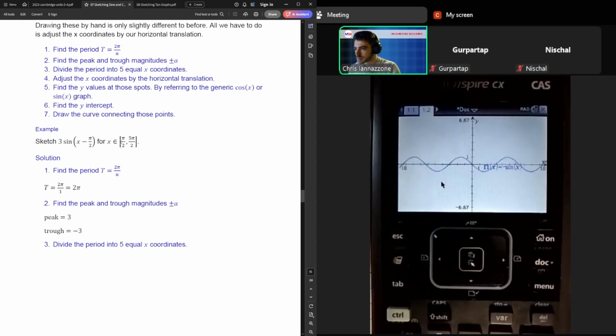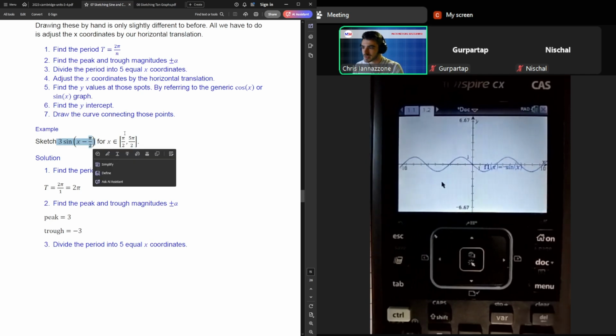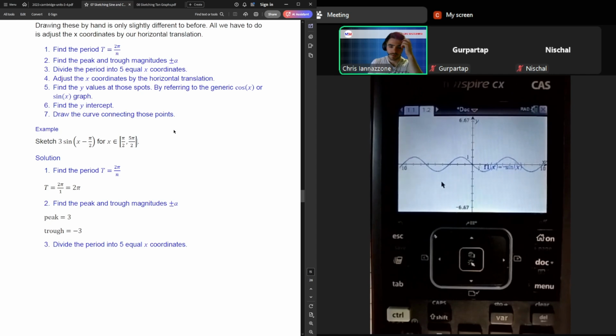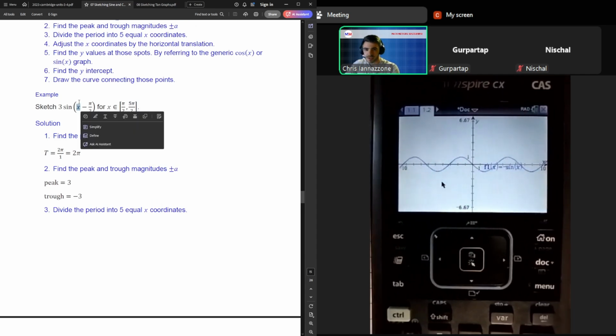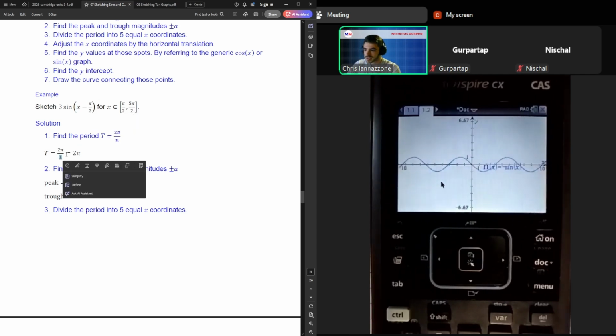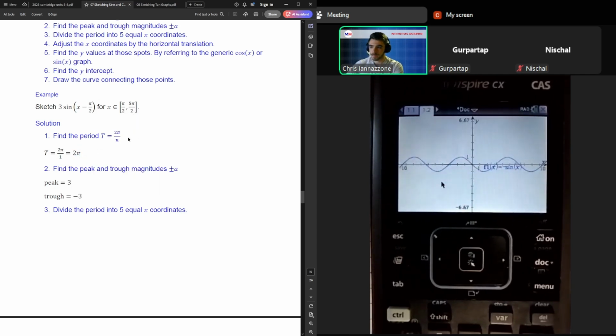So here's an example of when you're given a specific domain to work with. In this case, we're doing 3 sine of x take pi over 2, and we're doing it from pi over 2 to 5 pi over 2. Some of the same steps that we've looked at before. Period is 2 pi over n. In this case, you can look at the coefficient on the x. You can see that it's 1, hence the period is going to be 2 pi.